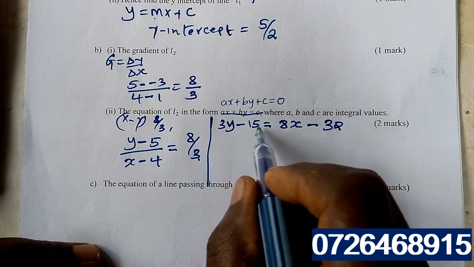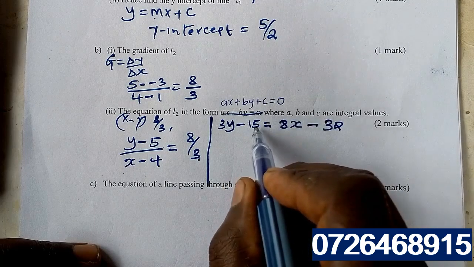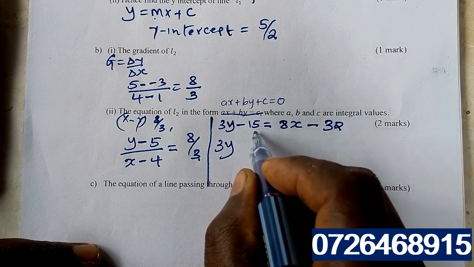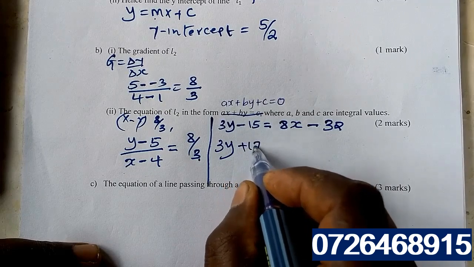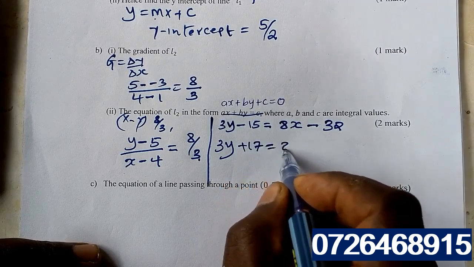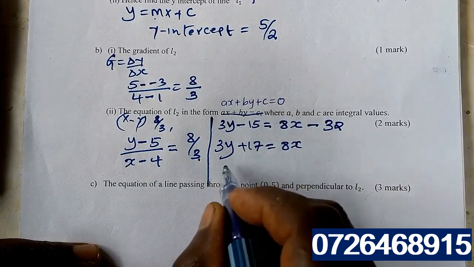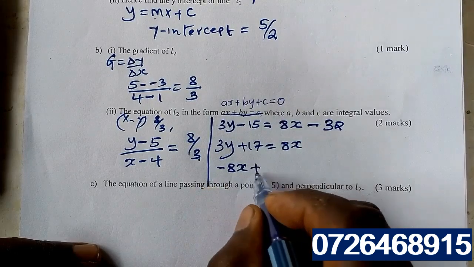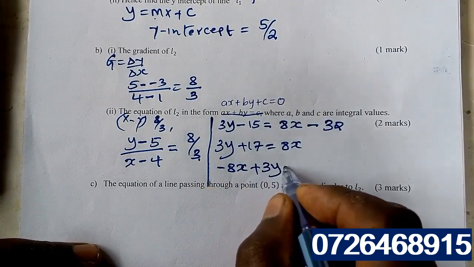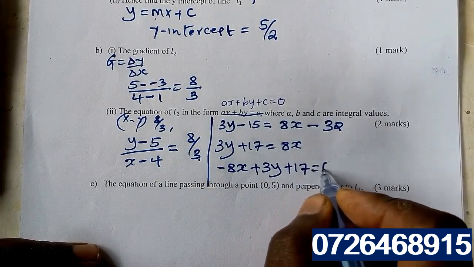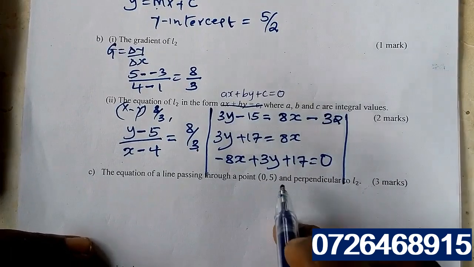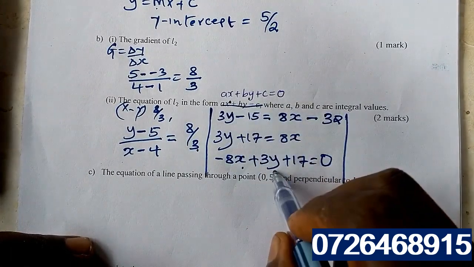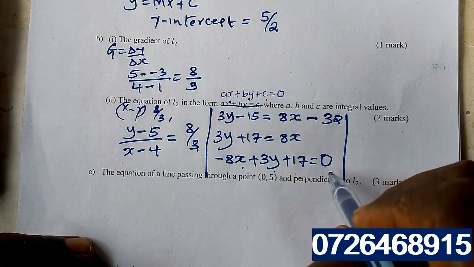So let us, kwanza hii ikikuja pande hii itakuwa, so utakuwa na 3y, hii kuja hapa itakuwa plus 32, so tutakuwa na plus 17 equal to 8x. So nataka tulete hii pande hii, so tutakuwa na negative 8x, ikikuja hapa itakuwa negative 8x plus 3y plus 17 equal to 0. So we have written this equation in the form we were told. X inaanza, y inafuata, c inafuata, halafu 0 inamalizia.